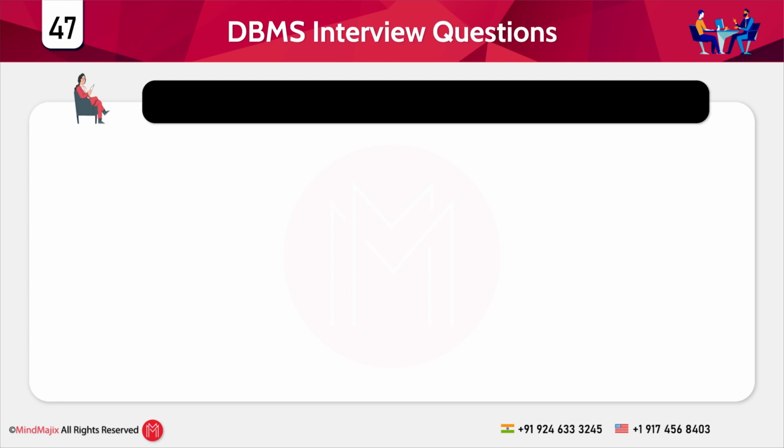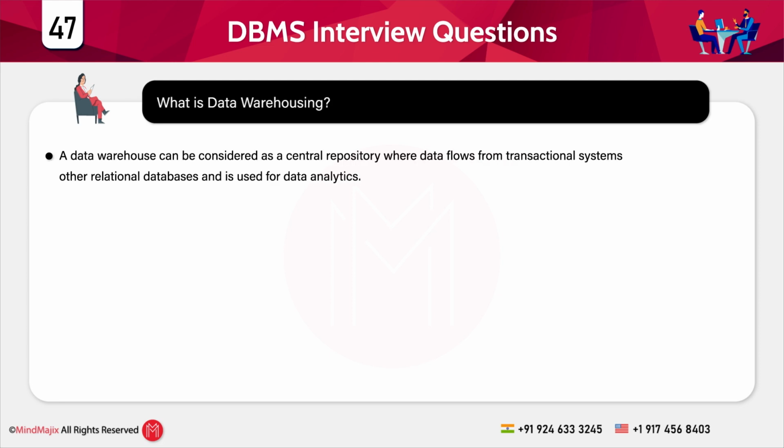The next question is, what is data warehousing? The process of collecting, extracting, transforming, and loading data from multiple sources and storing them in one place is known as data warehousing. A data warehouse can be considered as a central repository where data flows from transactional systems and other relational databases and is used for the purpose of data analytics. A data warehouse comprises a wide variety of an organization's historical data that supports the decision-making process in an organization.